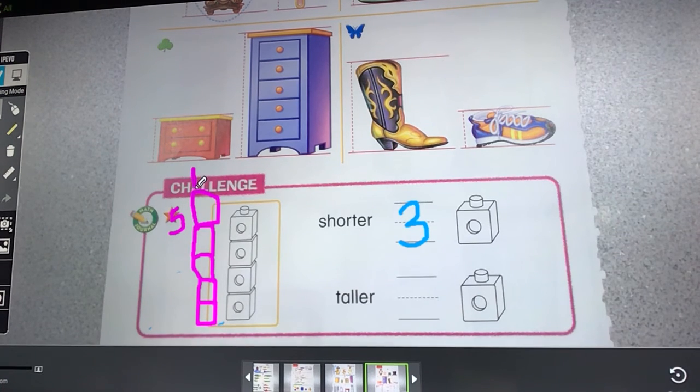So if I did 5 blocks, that would be taller. What if I did 6? That would also be taller, wouldn't it? Yes, so it could either be 5 or 6, or if you have more blocks, it could be even more than that. I'm going to pick 6. What did you pick? Good for you. Pretty easy peasy, isn't it? I don't think that was much of a challenge for you.